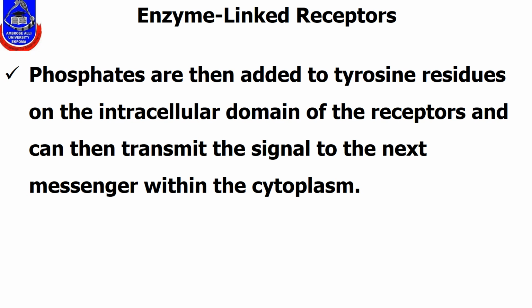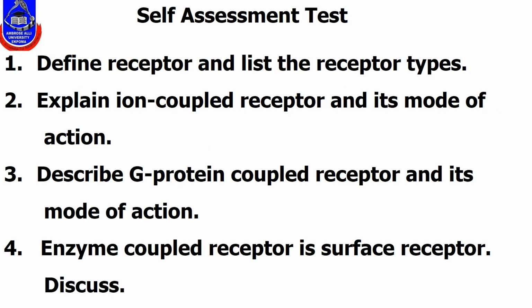Now you can assess yourself with these questions. 1. Define receptor and list the receptor types. 2. Explain ion coupled receptor and its mode of action. 3. Describe G-protein coupled receptor and its mode of action. 4. Enzyme coupled receptor is a surface receptor. Discuss.